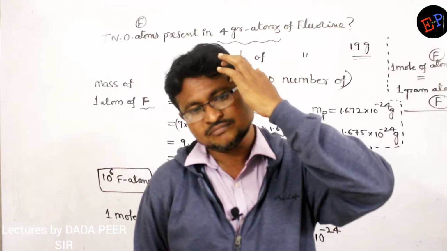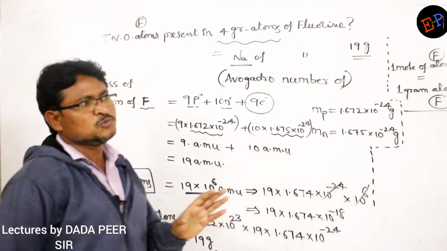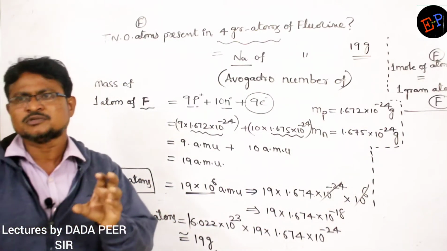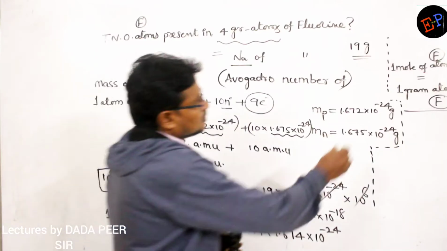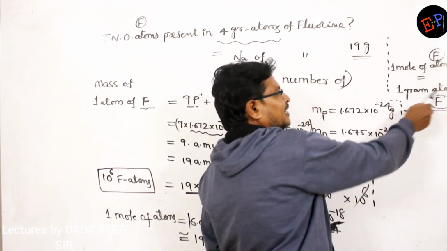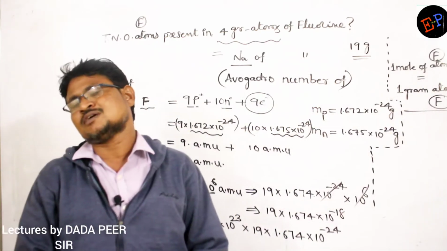See, if you have a conceptual idea, if you have grip over the concept, it is very simple. 1 gram atom is equal to 1 mole of atoms. Then 4 gram atoms is equal to 4 moles of atoms.